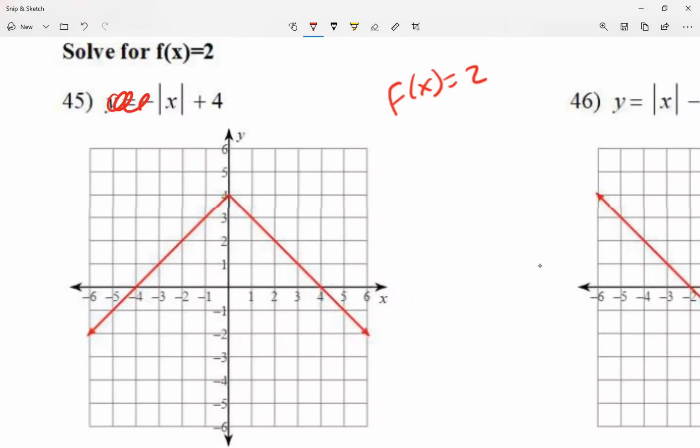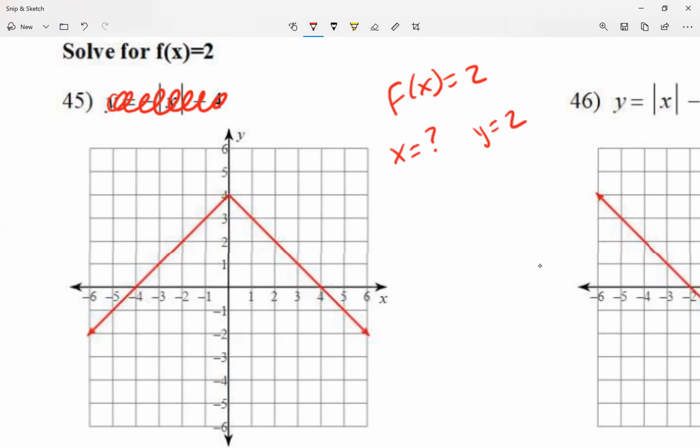And as a matter of fact, on your homework, I'm not going to give you an equation. I'm just going to give you a graph. Now, here, what I'm asking is, what's the value of x? So let me put a question mark. What's the value of x when y is equal to 2? That's really what I'm saying.